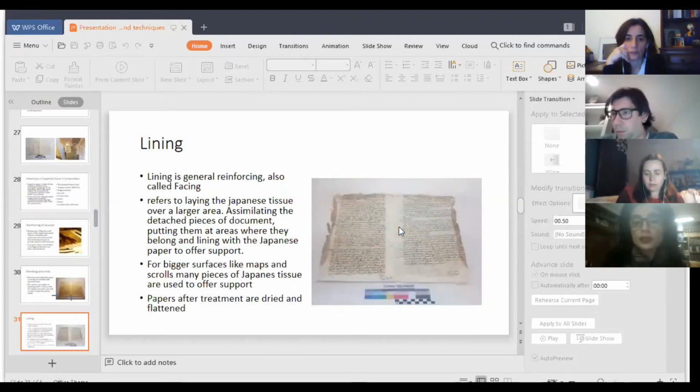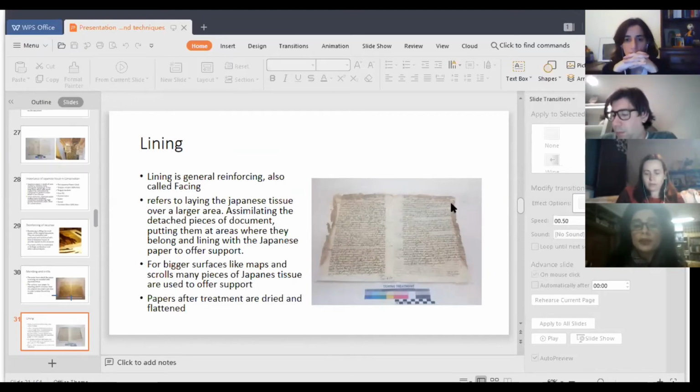This is the third process, that is lining. Lining is applicable for documents that are extremely damaged, with a lot of perforations and a lot of damage. As you can see here, the sides are totally damaged over here.